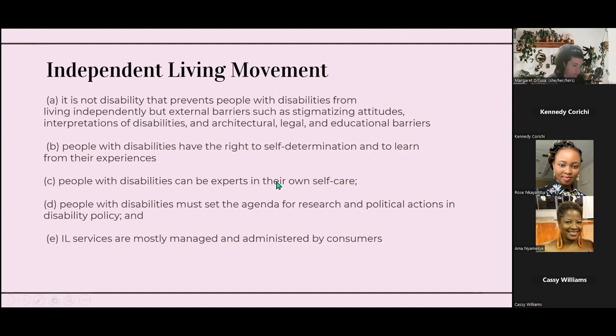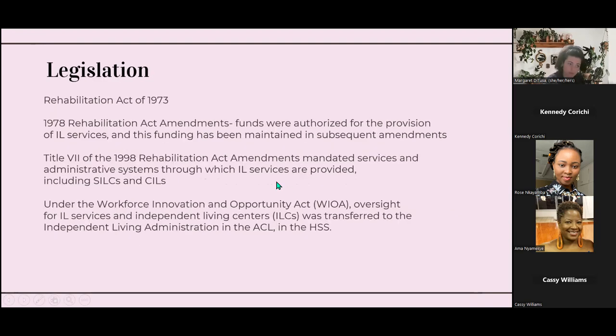So legislation. Independent living centers first came about in the Rehabilitation Act of 1973, but in the 1978 amendments, funds were authorized for the provision of independent living services, and this funding has been maintained in all the different amendments.